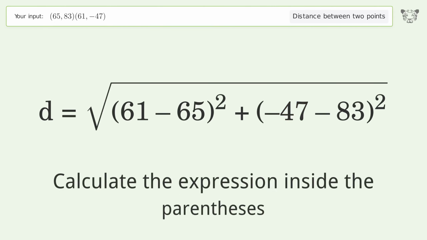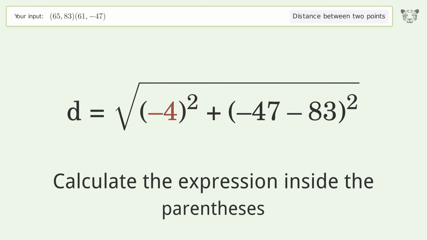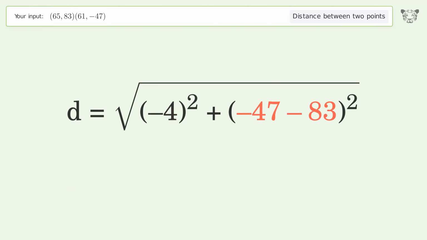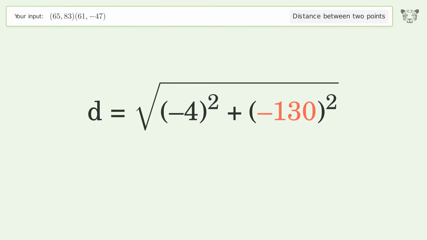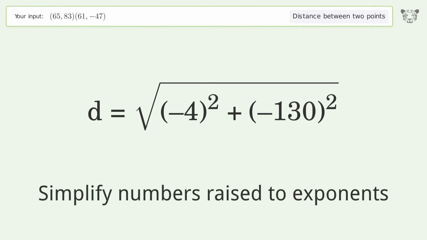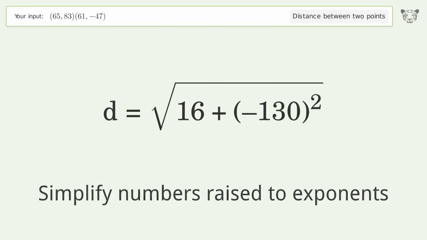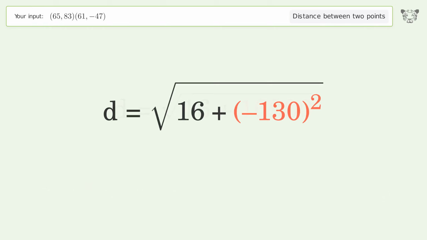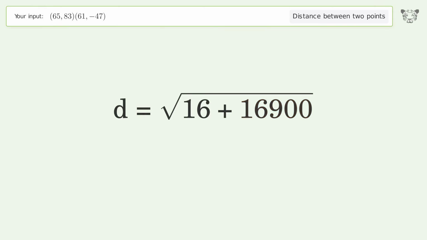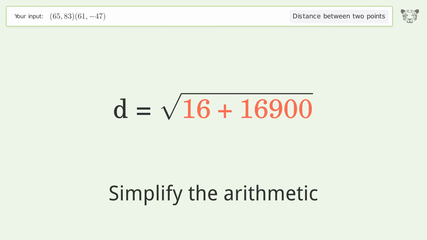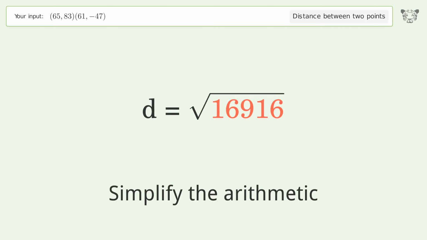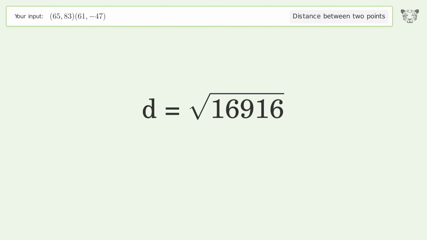Calculate the expression inside the parentheses. Simplify numbers raised to exponents. Simplify the arithmetic. And so the distance between the 2 points is the square root of 16,916, or 130.062.